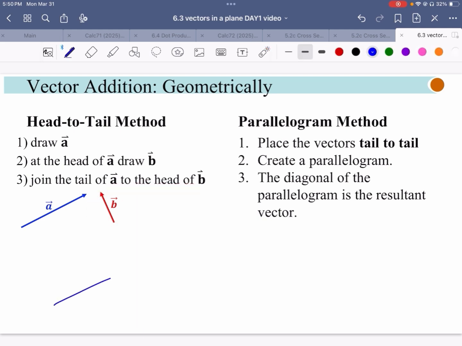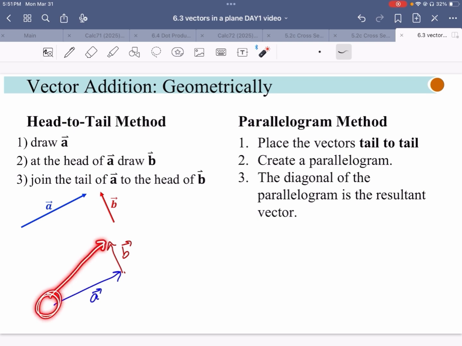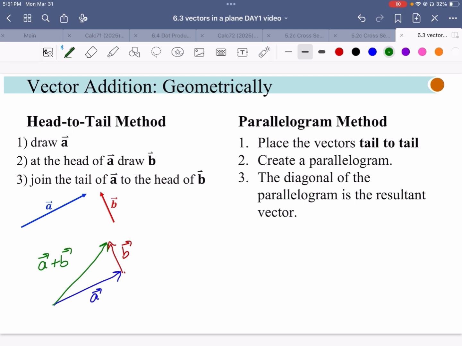So I'm going to take vector A, like so, and then I'm going to take vector B, like so. I'm going to label these, and then we're going to join the tail of vector A to the head, or the arrowhead, of vector B, and that is vector A plus B. So that's one method that's pretty popular for adding vectors.